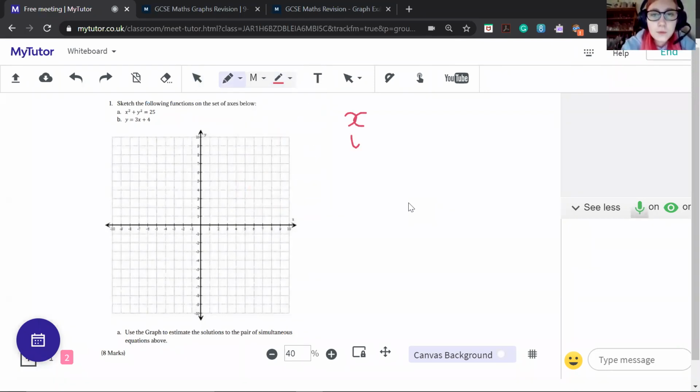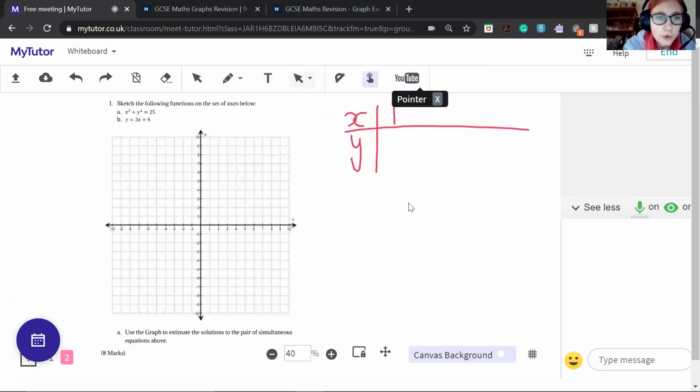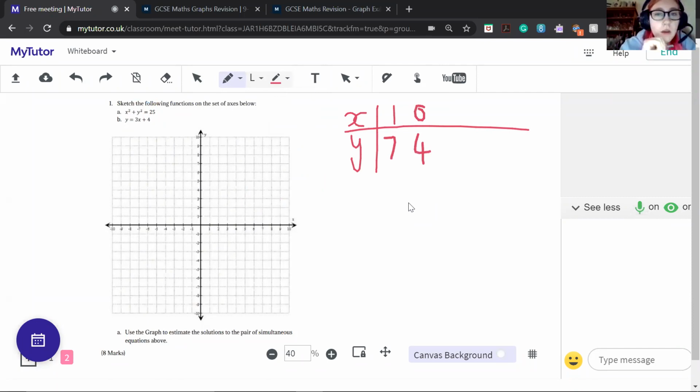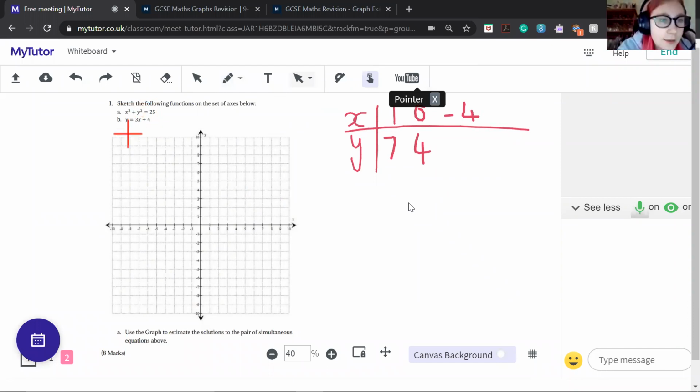We just think, well, when x is something, what's y? So when x is 1, well, y is 3x plus 4, so that's 7. When x is 0, y is 4. When x is, let's do minus 4. We'll do those three and plot them on and we should be able to see what we're doing. When x is minus 4, y is minus 4 times 3, that's minus 12, plus 4, that's minus 8.